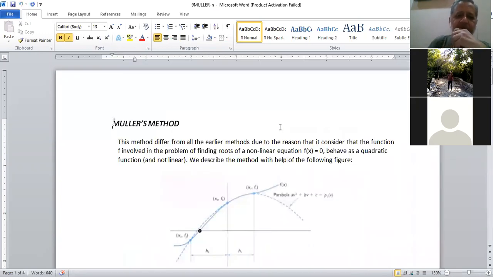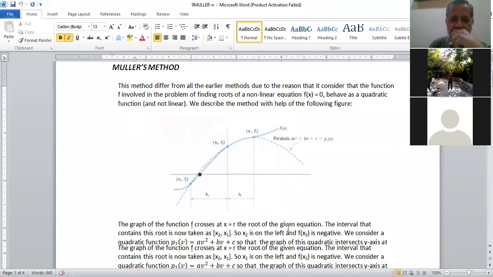The next thing is Mueller's method. Mueller's method is not a linear interpolation method. That means close to a root, we don't consider a tangent line or secant line, or we don't consider a function to be behaving as a straight line very close to a root. Rather, we assume that the function is behaving as a parabola close to a root. This figure is taken from the book that I have shared.